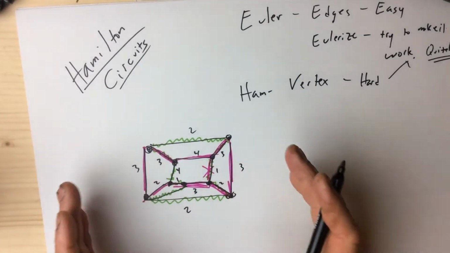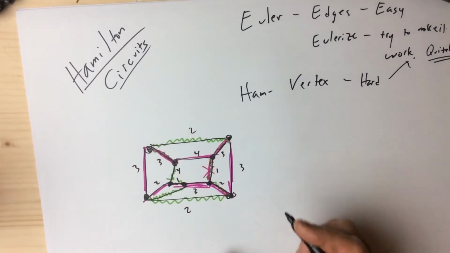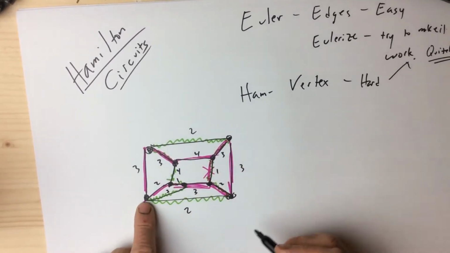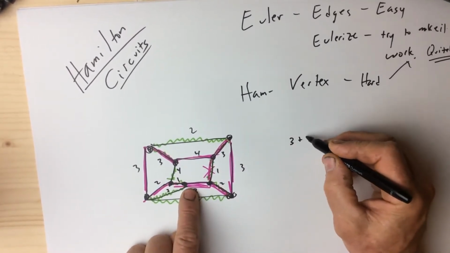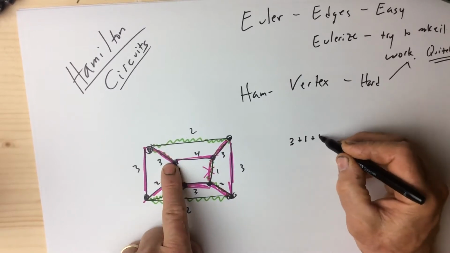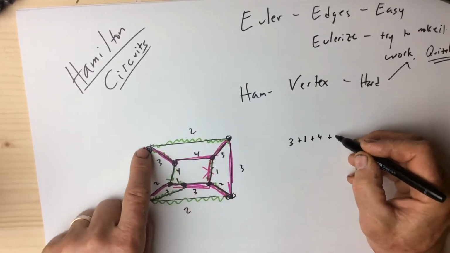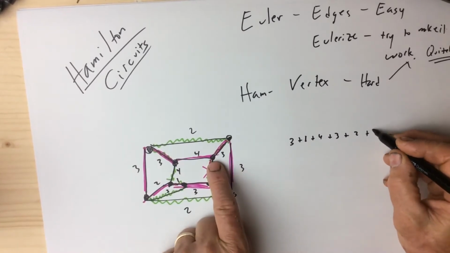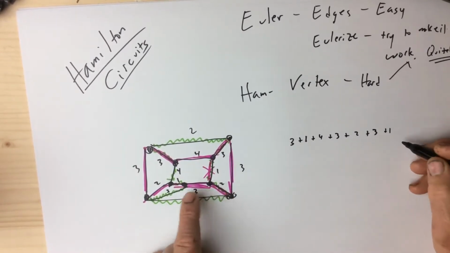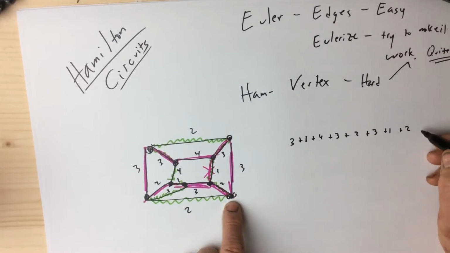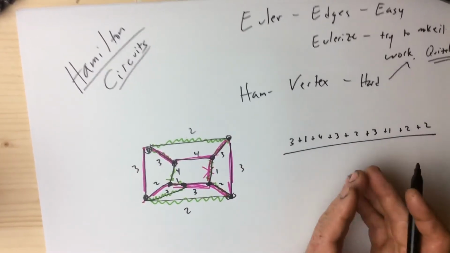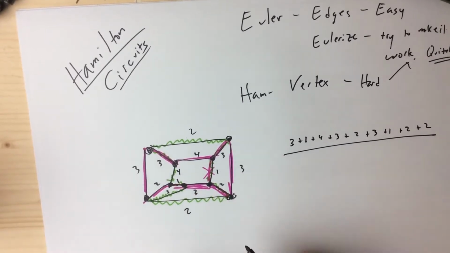And now if you compared the two routes, circuits, let's do the green. I've got to put a number in here. Let's do the green one. The green one would be 3 plus 1 plus 4 plus 3 plus 2 plus 3 plus 1 plus 2 plus 2 home. And so that would be the cost associated with following the green circuit.